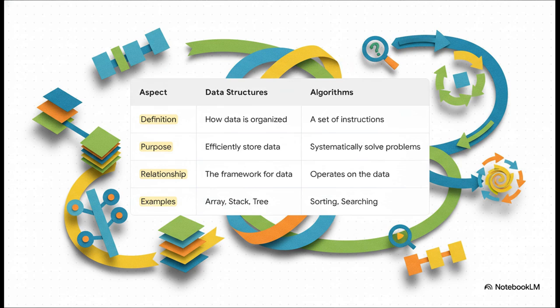So let's break that down. A data structure, your array, your tree, whatever, it's just the framework. It's the filing cabinet. An algorithm, like a search or a sort, is the set of steps you follow to use that filing cabinet. You see? You can't really have one without the other. They're a team. They work together to make great software.